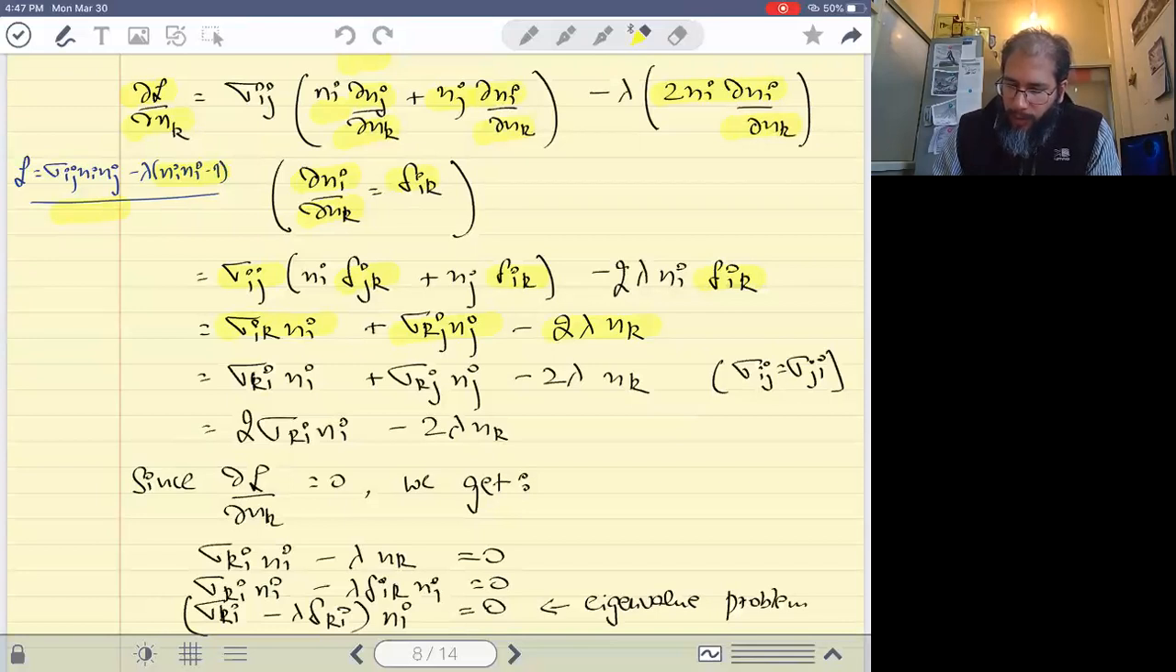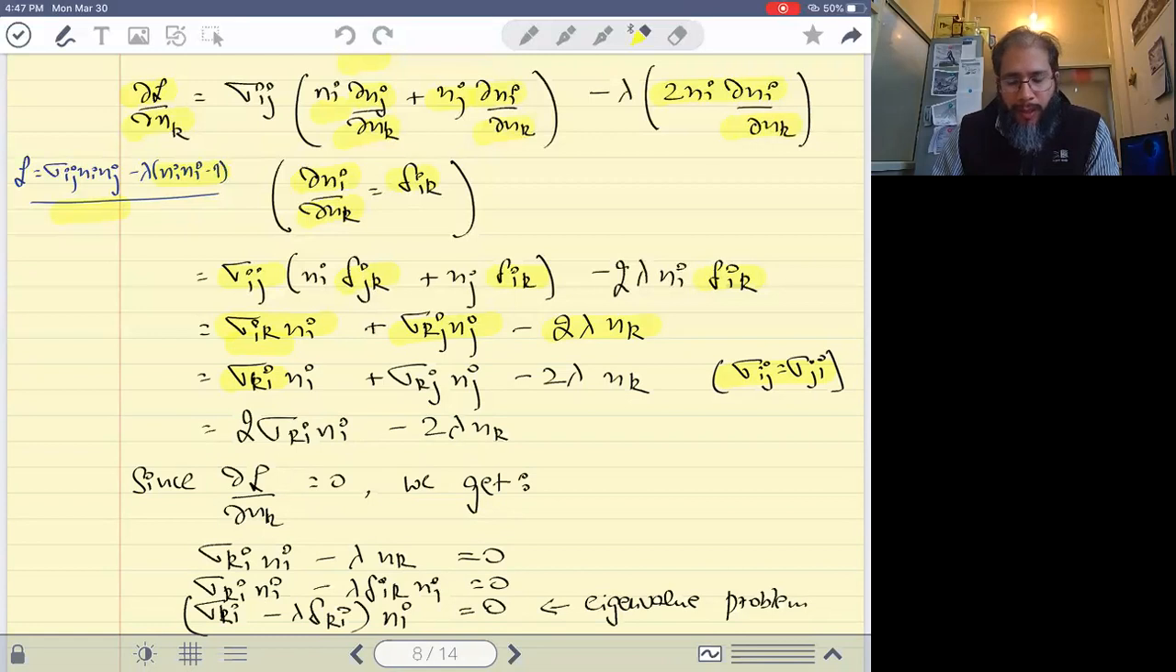Now what we do is we apply the symmetry property of sigma. So if I apply that, then I can write sigma ik as sigma ki. That's pretty much it. Nothing has been changed other than this.